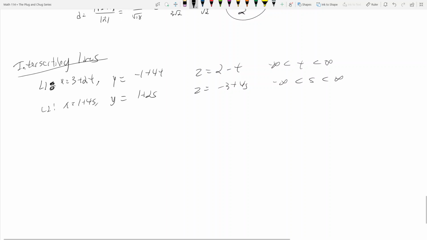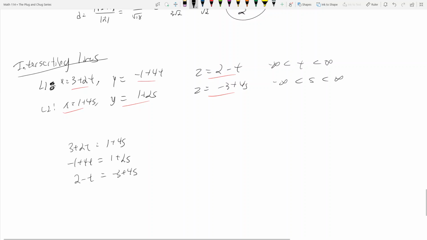So how do we intersect these? We just set the x's equal to each other, the y's equal to each other, and the z's equal to each other. So 3 plus 2t is equal to 1 plus 4s. Negative 1 plus 4t is equal to 1 plus 2s. And 2 minus t is equal to negative 3 plus 4s. You need to solve this system of equations, so pick whichever you think is easiest.